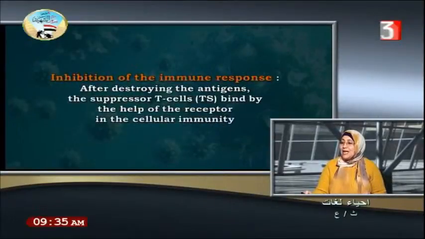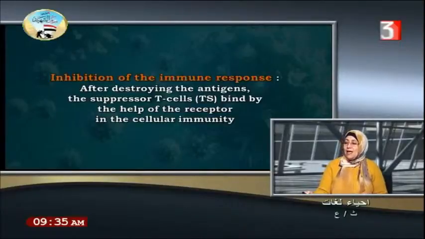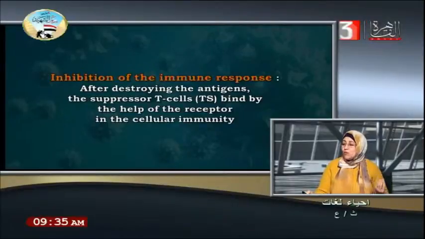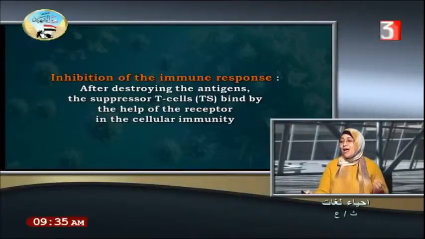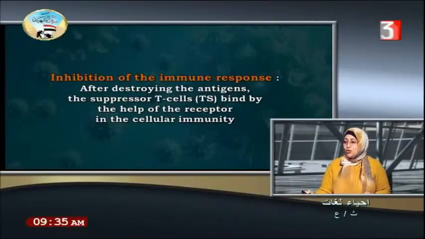Inhibition of the immune response. What are the factors which lead to inhibition of the immune response? Inhibition means that the immune system or immune response cannot work or cannot destroy the antigen. After destroying the antigens, the suppressor T cells bind by the help of the receptor in the cellular immunity to kill the microbe which enters the body.